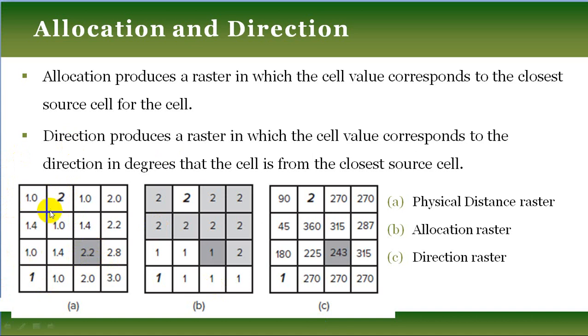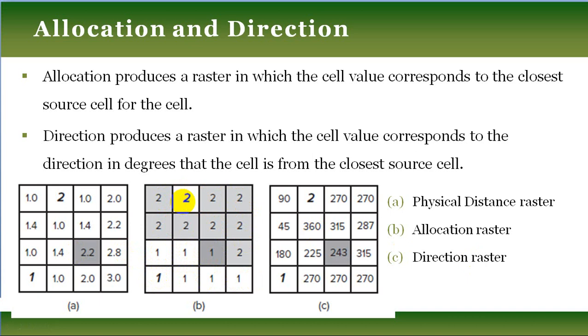Same distance from both the source points. So this is the way the allocation raster is generated. And now this is the B raster, this is the allocation raster. In the allocation raster, each cell is assigned to the closest source cell. According to their distance, all those pixels are closest to 1, so their value will be 1. All those pixels are closest to 2, so their value is 2.